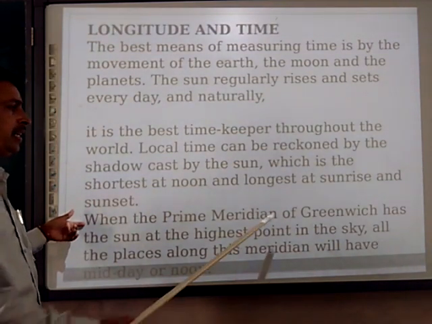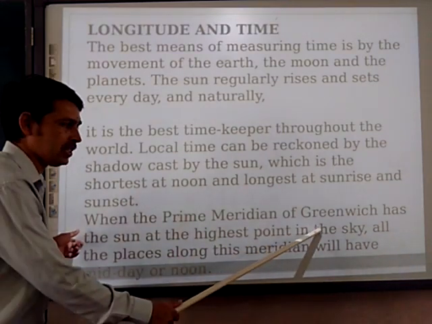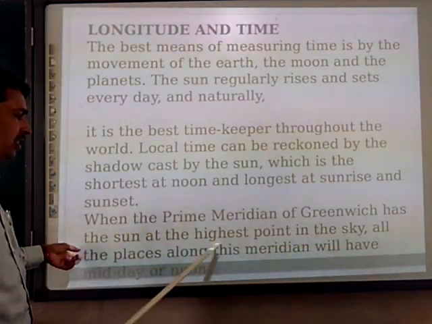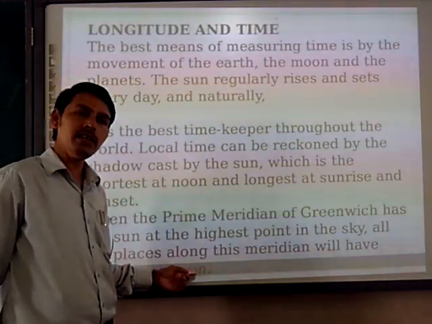When the prime meridian of Greenwich has the sun at the highest point in the sky, all the places along this meridian will have midday or noon.